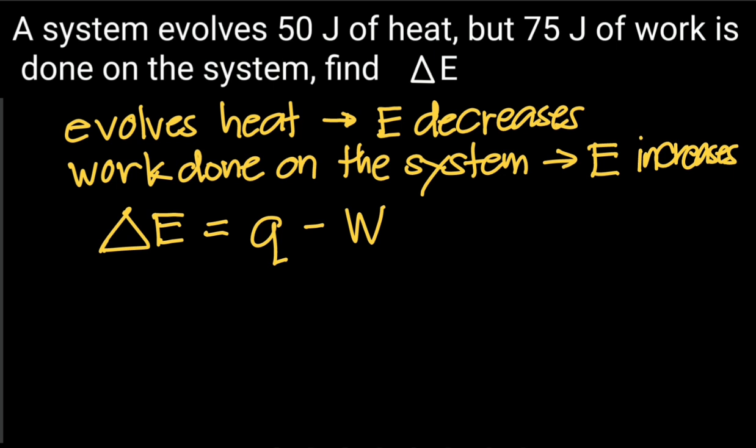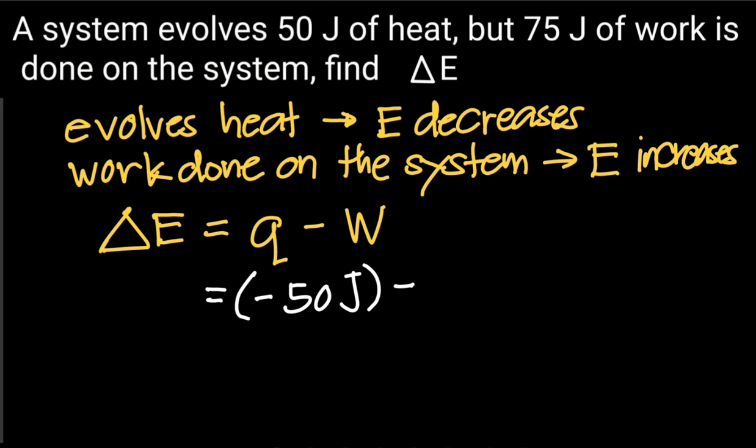So it says here the system evolves 50 joules of heat. That means it is negative, because when the system evolves heat, the internal energy decreases. Therefore, the heat should be negative 50 joules. Take note that system evolves heat also means the heat flows from the system to the surrounding. That means it is exothermic. That's why the amount of heat here is negative.